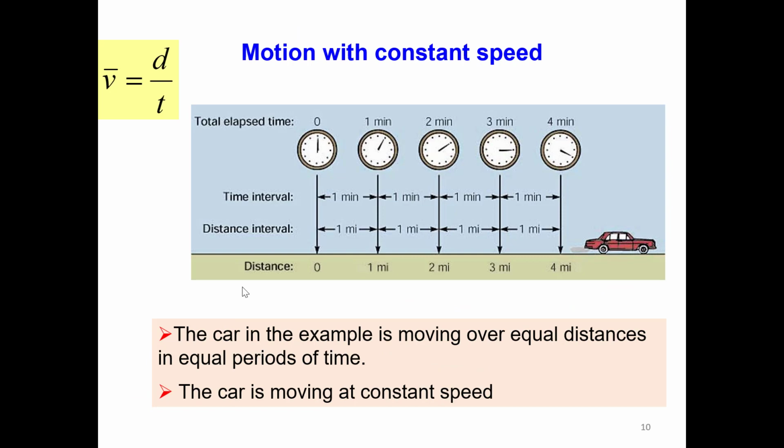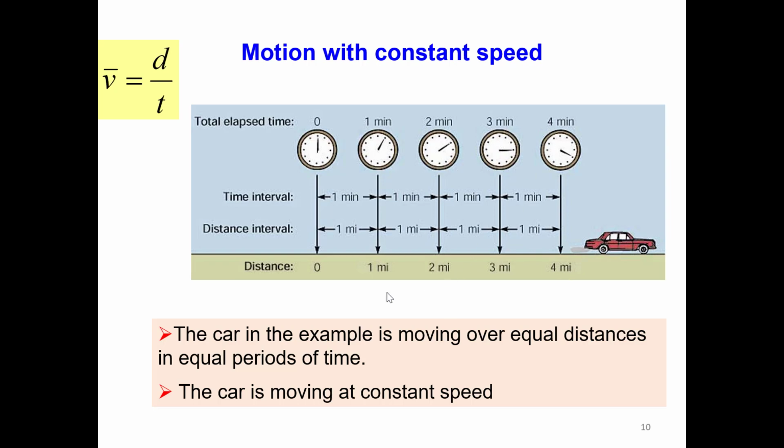Let's see what happened with the motion of this car. This car was moving from 0 miles to 1 mile, then to 2 miles, then 3 miles, then 4 miles. Let's see what happened with the time. For the first mile, the car spent 1 minute. For the second mile, the car spent 1 more minute. For the third mile, the car spent 1 more minute. And for the fourth mile, the car spent 1 more minute.